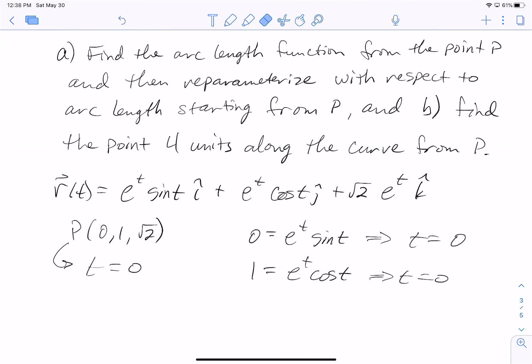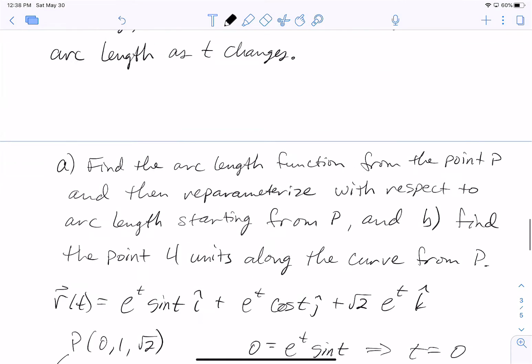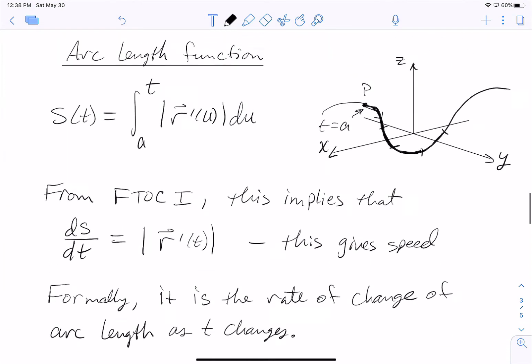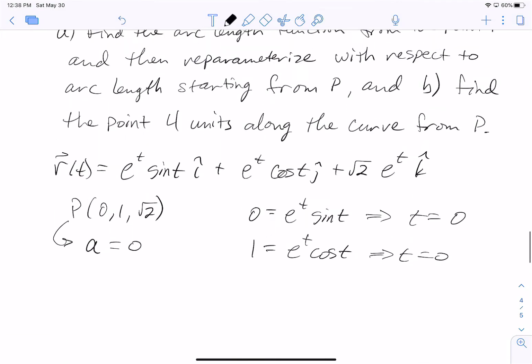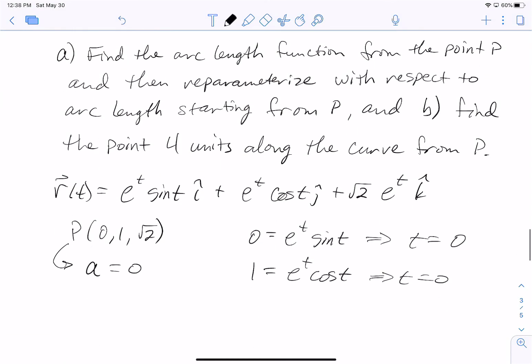Come to think of it, for the arc length function, that really should be a equals 0. It's a fixed point on the curve. Using the arc length function formula here, I would like for you to find the arc length function for this curve. Pause the video and come back when you're done.